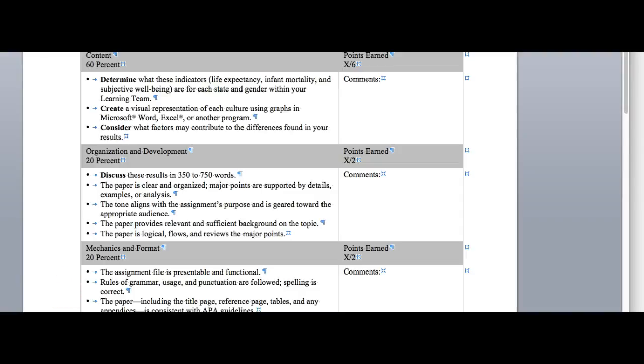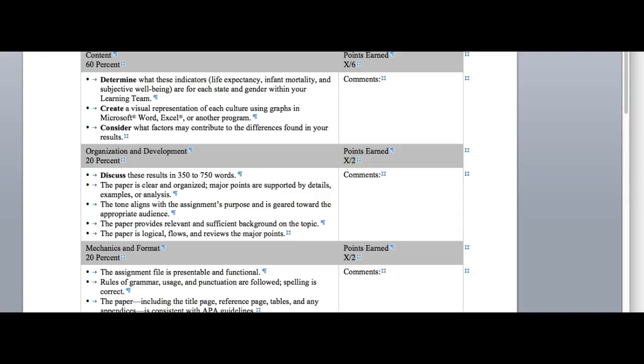Notice this is a 10-point assignment, so you want to pay attention to this. 60% will be on your research, the data that you researched, and that you got it represented visually. And the program doesn't matter, although it's probably easy to do it all in a Microsoft Word document, but you don't have to. And then the narrative where you write it up. And then there's 2 points on organization and development of your paper, and 2 points on format and writing errors.